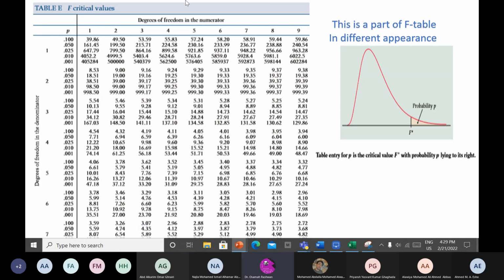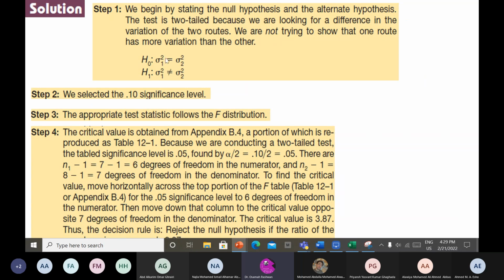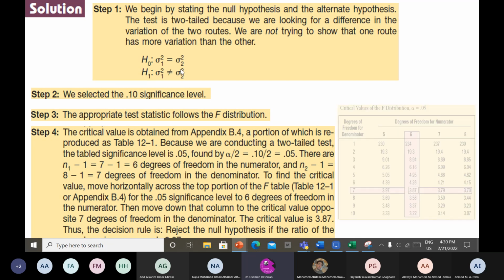This is a table. I like it for F. Here it gives you the degree of freedom of the numerator, and I know the numerator will be the sample with a bigger variance, right? And the degree of freedom of the denominator will be for the sample with a smaller variance. Now I can judge the stat value against the critical value. If the stat value is bigger than the critical value, it lies in the rejection area, so I will reject the null hypothesis. Once you reject the null hypothesis, you accept the alternative. So there is a difference, they are not equal. It means there is a difference between the two population variances.